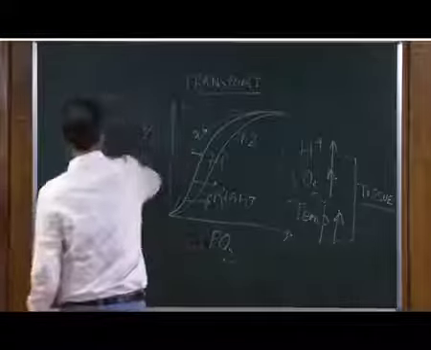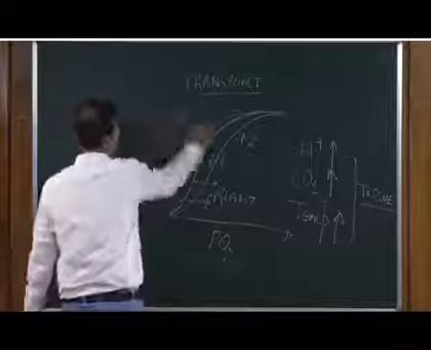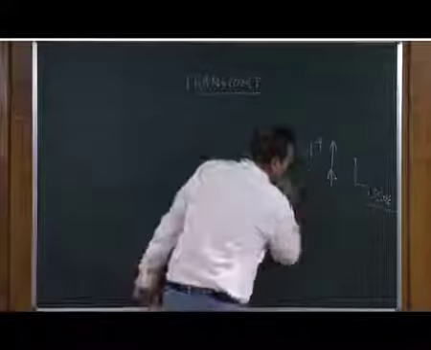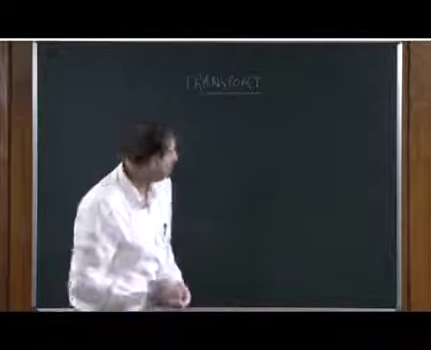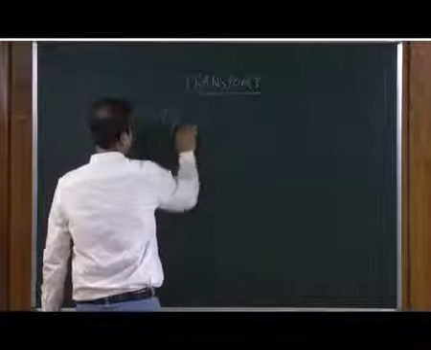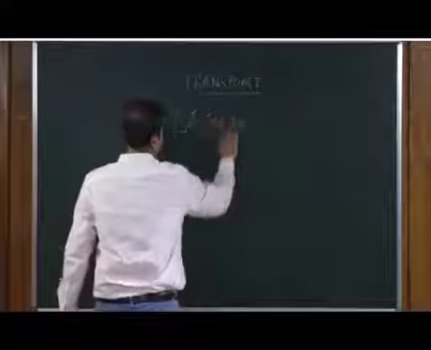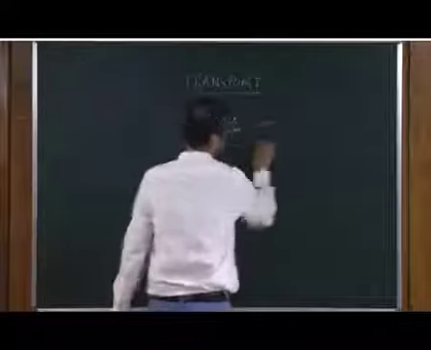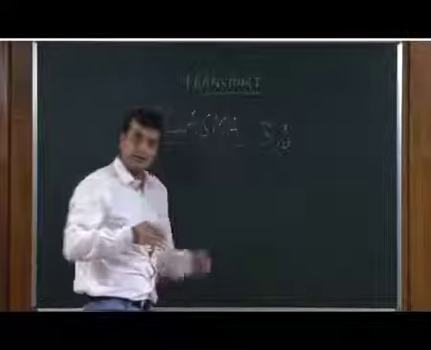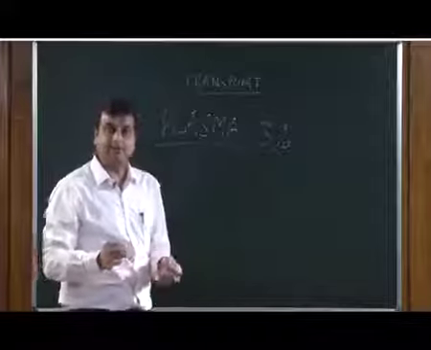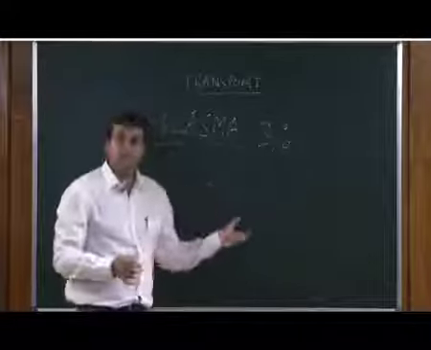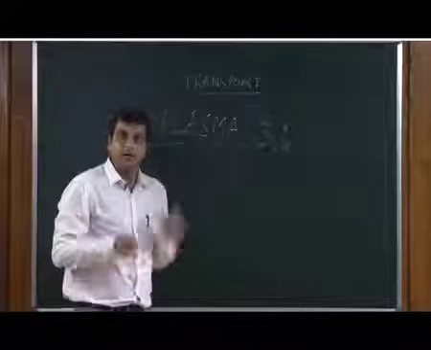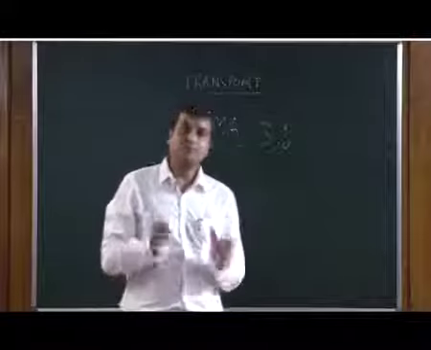So, next comes the second important ingredient which is required to transport oxygen, and that important ingredient is plasma. Plasma comprises only 3% of the total oxygen transport. So, 97% is governed by hemoglobin and 3% by plasma. Now, we need to understand what is plasma.